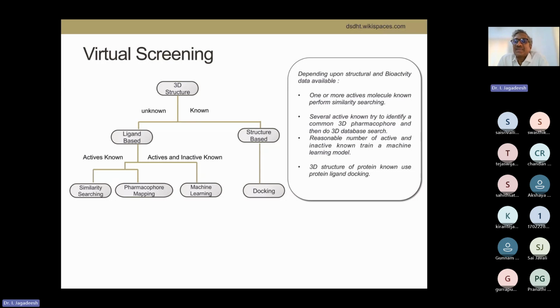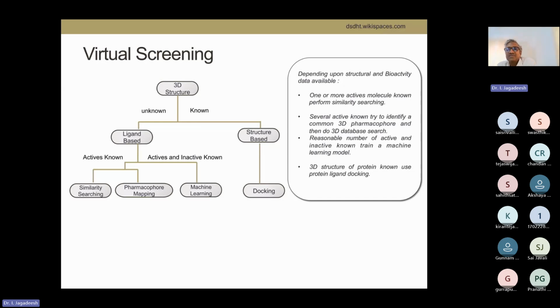It means that depending upon the structural and biological data available, with one or more known active molecules we perform the similarity searching. With several known actives, we try to identify the common 3D pharmacophore so that they can result in a similar response, because they are occupying similar 3D space. And with a reasonable number of actives and inactives, we can train the machine learning model. Inactive molecules will give what are not drugs. Active molecules will identify what are drugs.